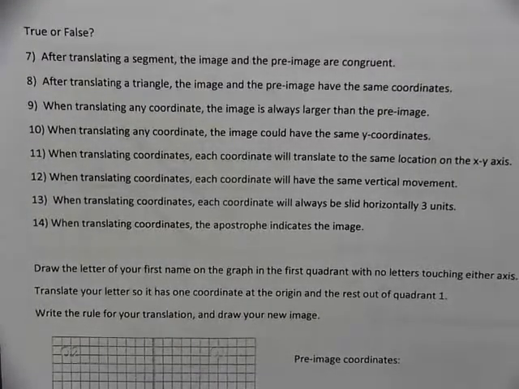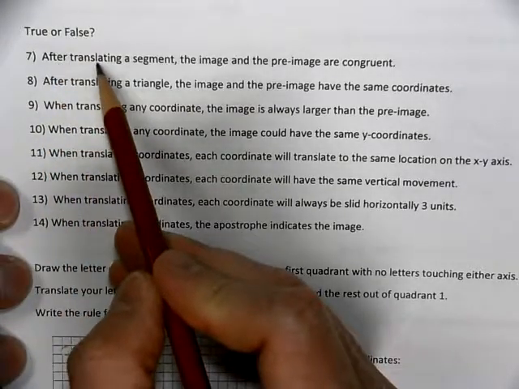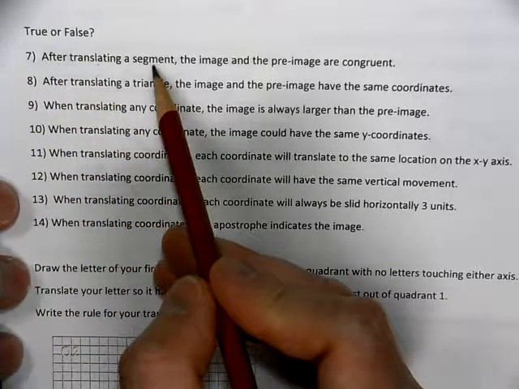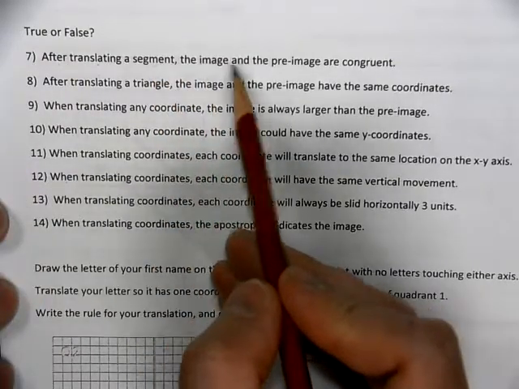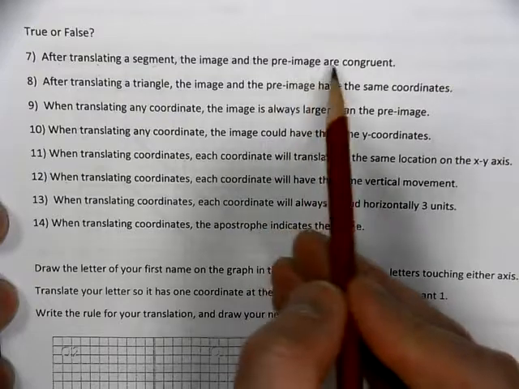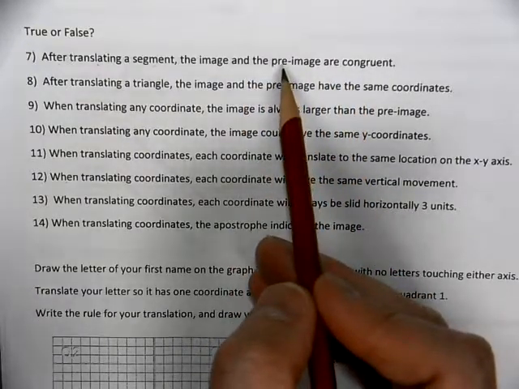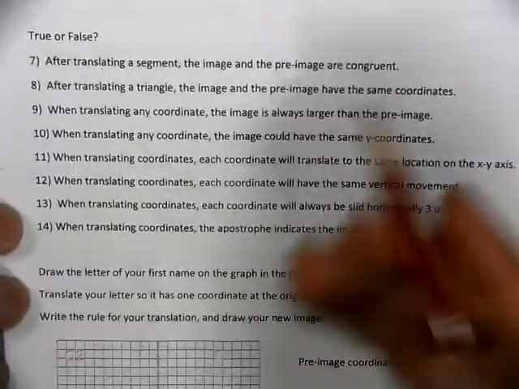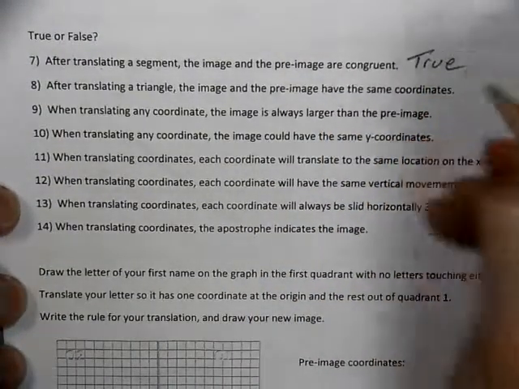On the flip side, we'll be looking at some true and false questions. You really got to get a good visual of what's happening. Here, after translating a segment, so we practiced that already, the image and the pre-image are congruent. When you translate anything, you keep the shapes the same size. So this answer is true.